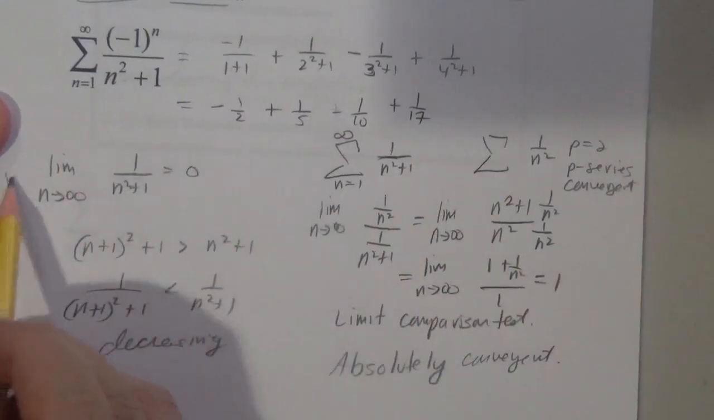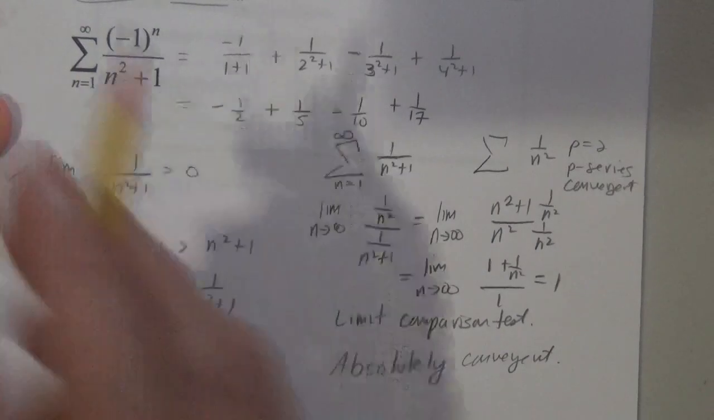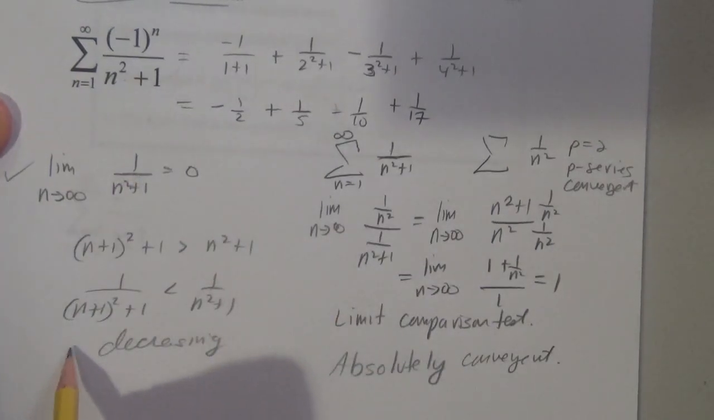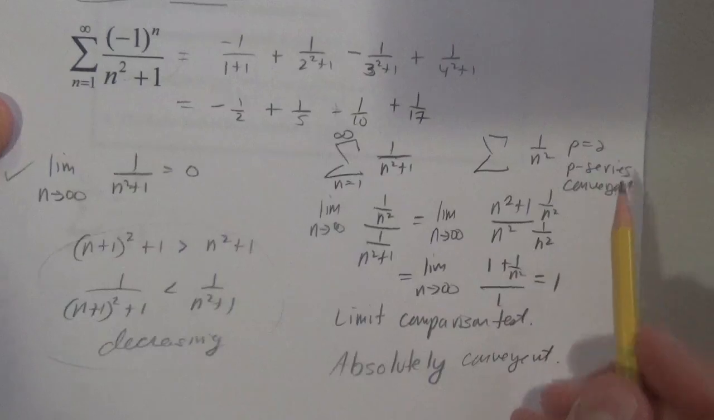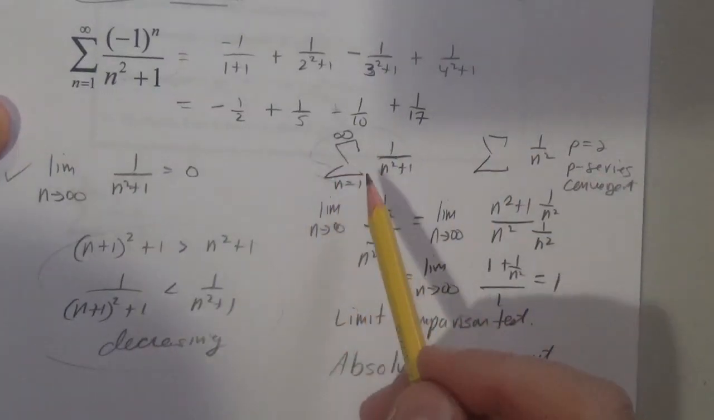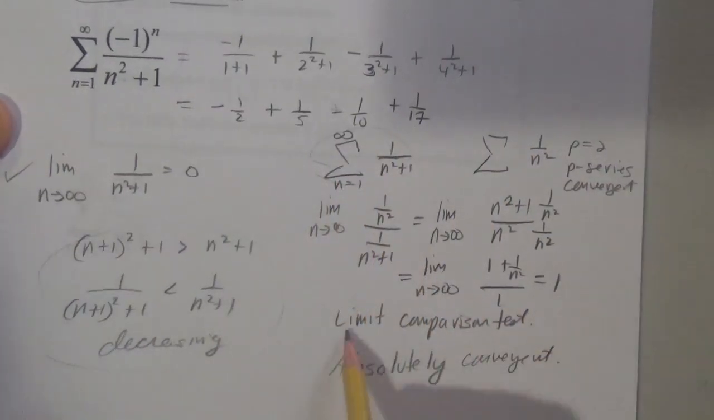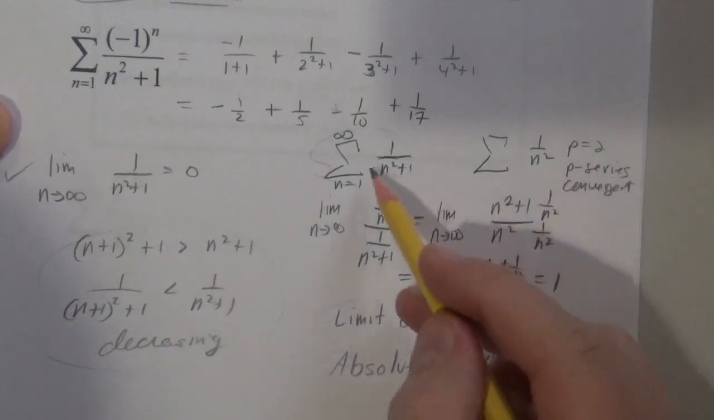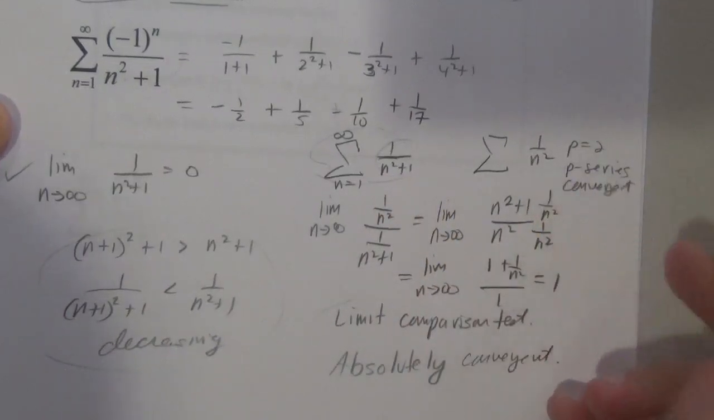Number 1, I look for the limit as it goes to 0. Number 2, I show that this series is decreasing. Number 3, I show that this series is convergent. This one took a little bit longer. I had to do a limit comparison test to show that this series converges by p series test.